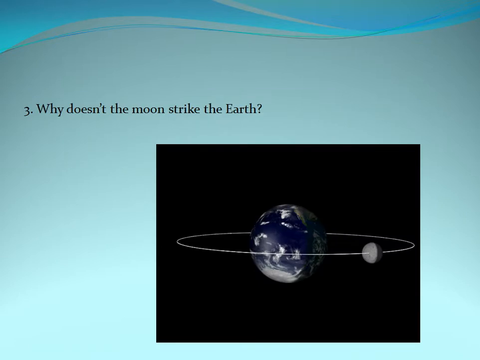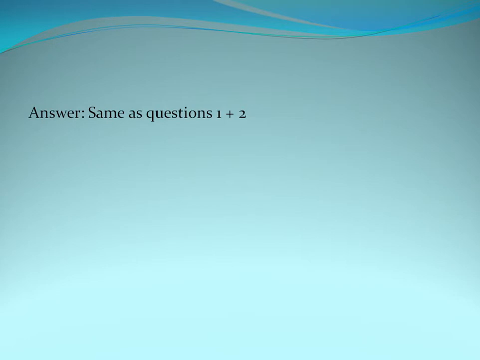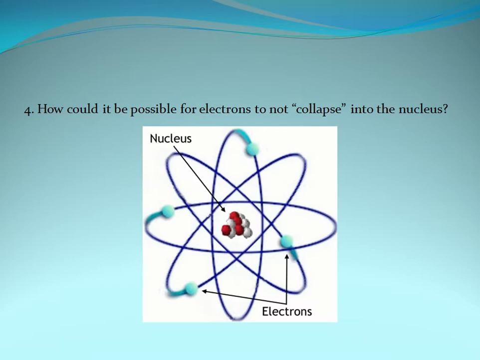Number 3. Why does the moon not strike the Earth? Well, it's pretty much the same as questions 1 and 2. Because of the Earth's strong gravitational pull, the moon can't really go anywhere. It's just kind of stuck. So, hence why it orbits.